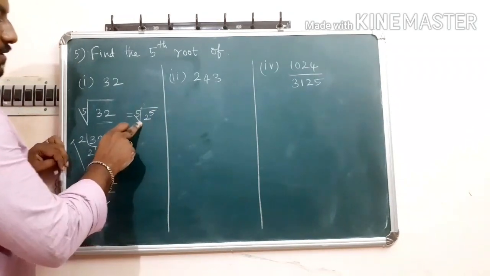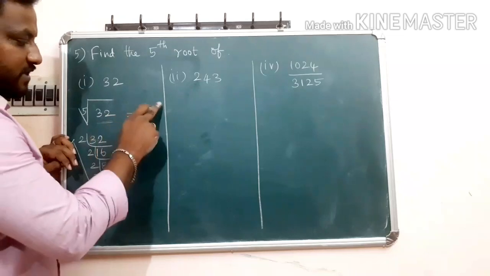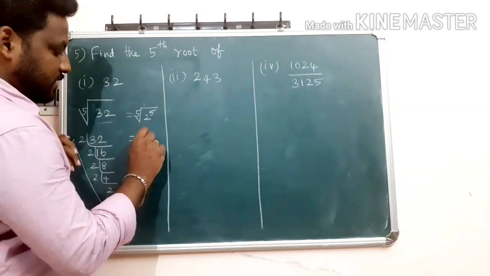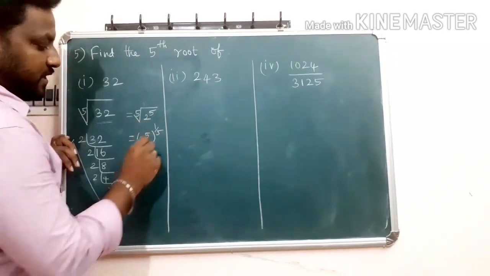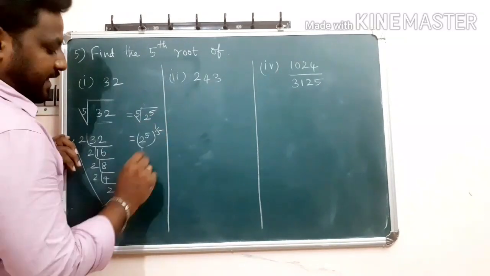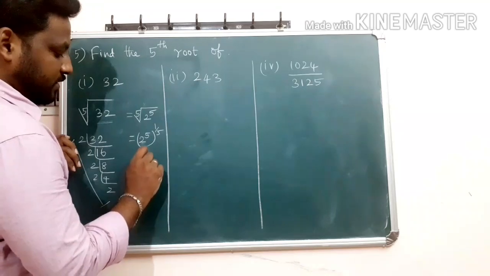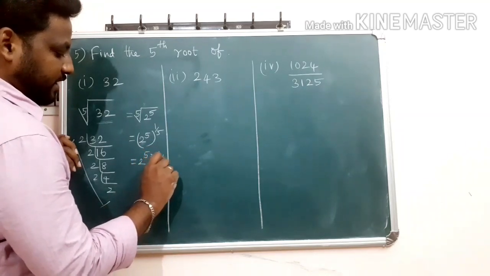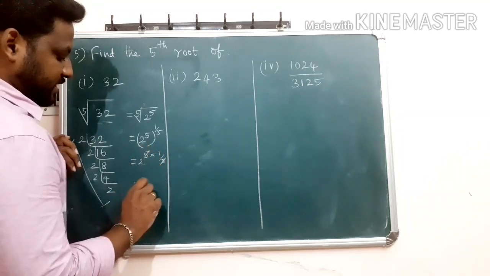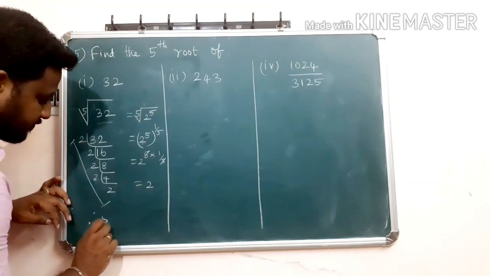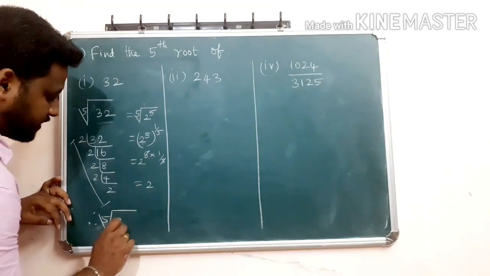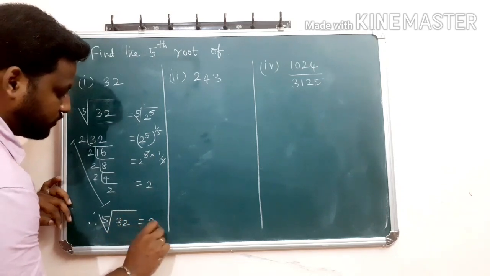We know that, I already told you. So the fifth root is written as the power 1 by 5. So again a power m, the whole power n, that should be written as 2 power 5 into 1 by 5. 5 will be cancelled, which is equal to 2. So therefore the fifth root of 32 is equal to 2.